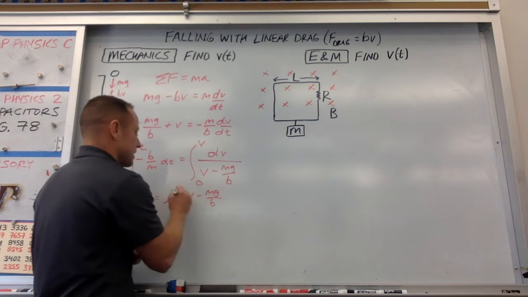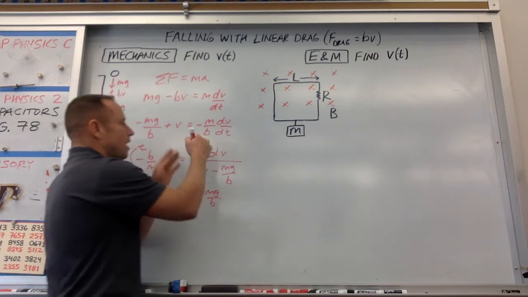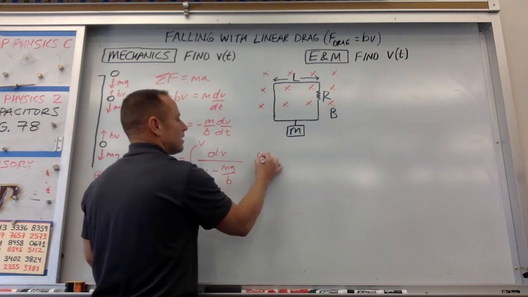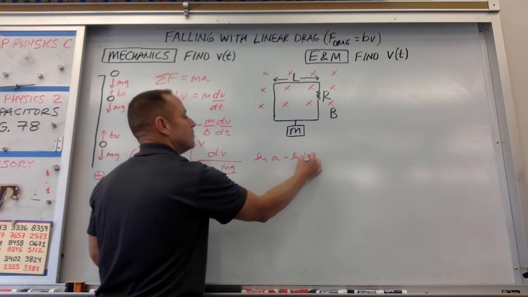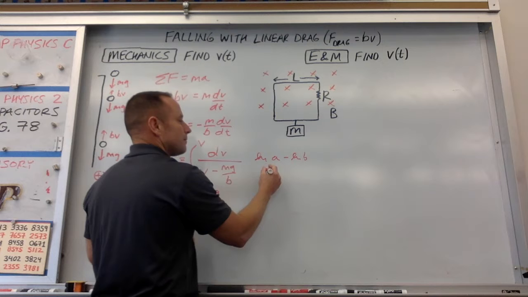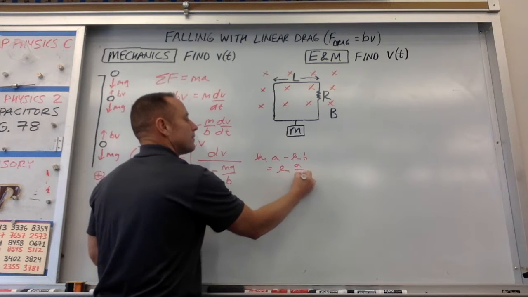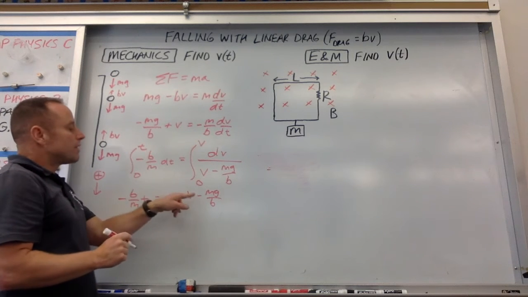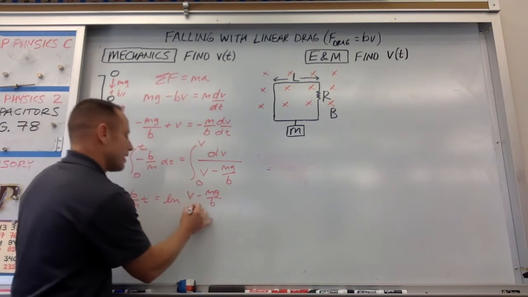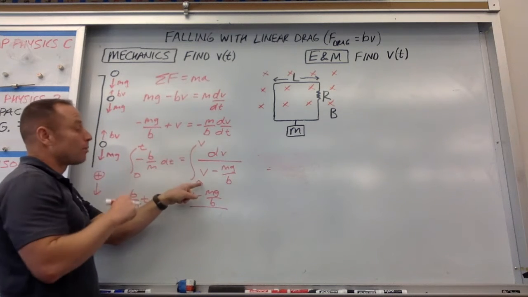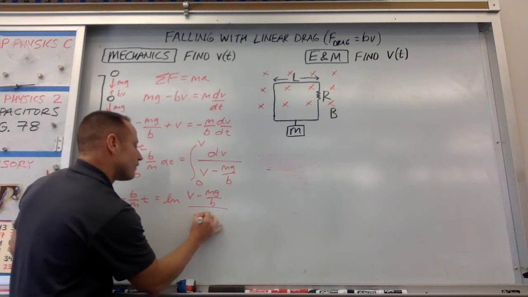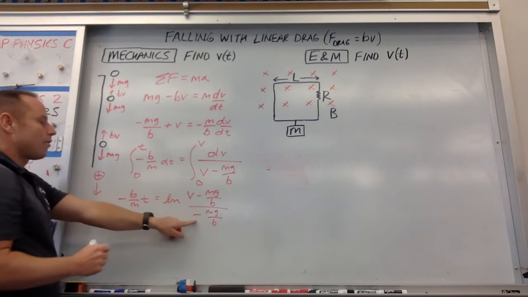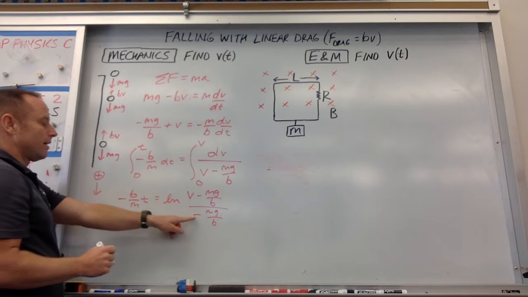So if you have log of the thing with v plugged in minus log of the thing with 0 plugged in, if you remember, log of a minus log of b is log a over b. So what you can do with that is put the expression with v plugged in in the numerator, and the expression with 0 plugged in in the denominator. So this would be over minus mg over b. And now all that's left is to solve for the velocity.